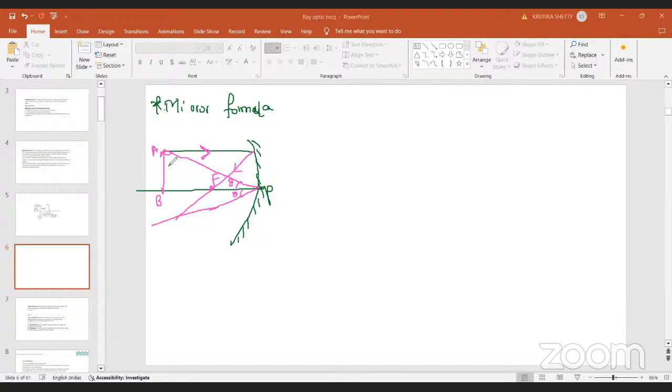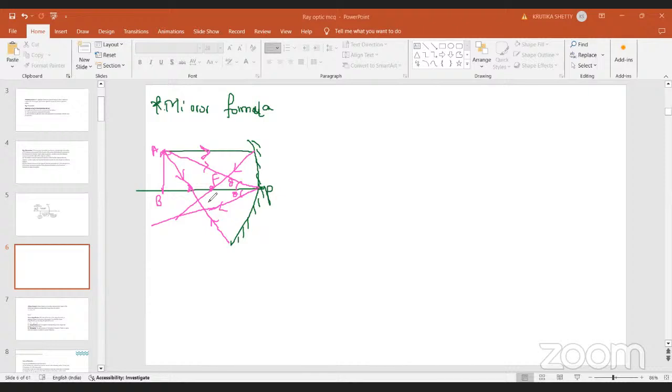The next, one more ray we are taking. The third ray is passing through the center of curvature. After reflection, it will return back in the same path. So this is the incident ray, this is the reflected ray. Here you can see all the three rays.